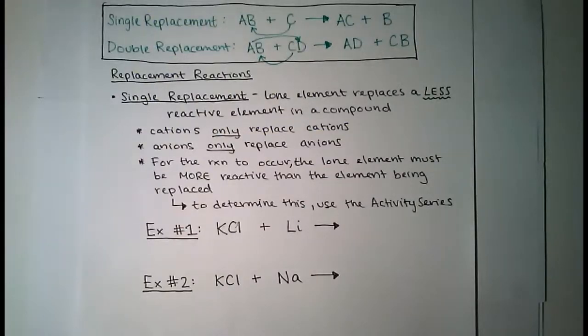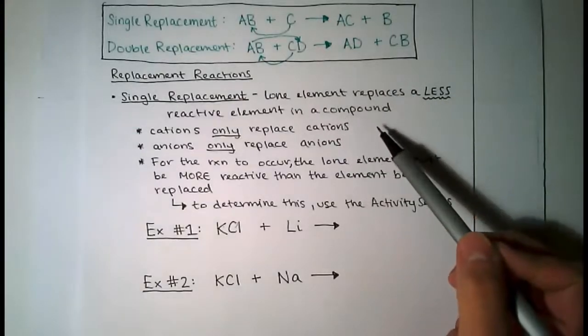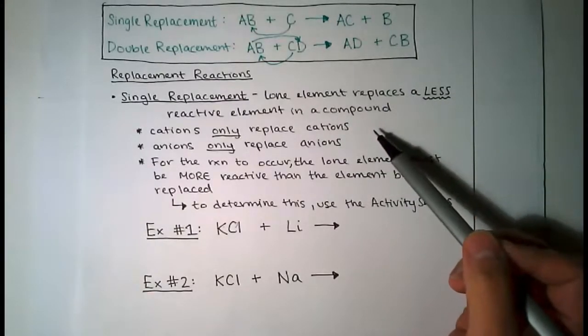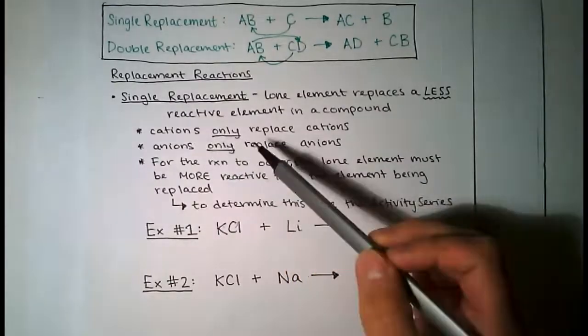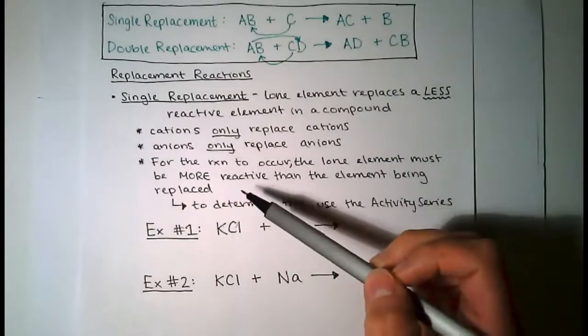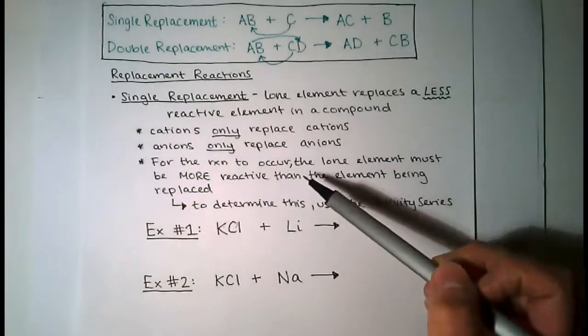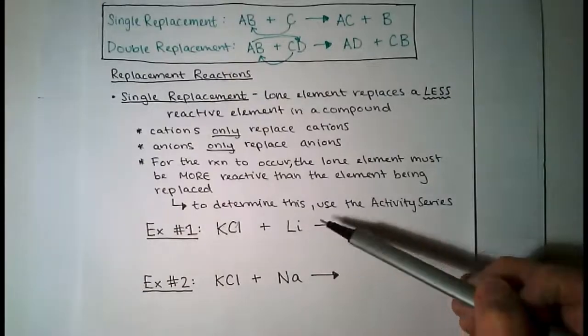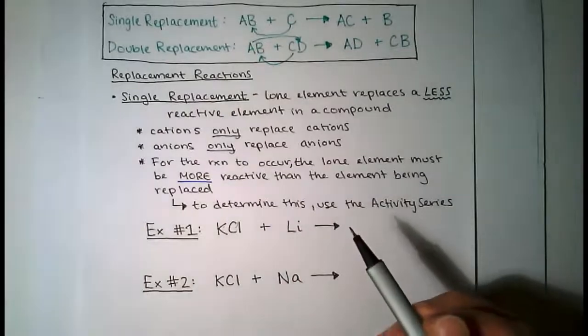A single replacement reaction occurs when a lone element replaces a less reactive element in a compound. When we are looking at single replacement reactions, it's important to remember that cations, or positively charged ions, can only replace other cations in a compound, and anions, or negatively charged ions, can only replace other anions. So for a reaction to occur, the lone element, the thing by itself, must be more reactive than the element being replaced.